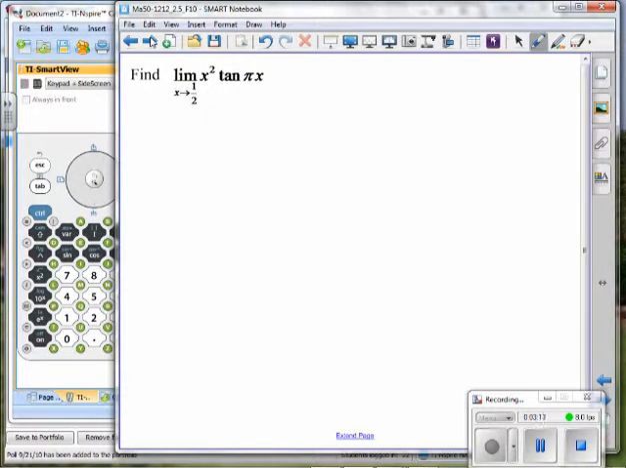The limit as x approaches 1/2 of x squared tangent pi x. Now, you need to understand what the function is, so be real clear on that. If you don't understand what the function is, then you're not going to evaluate it correctly. If there were a plus in here, let me go back and erase these. What if, this is not what the problem says, but what if there was a plus in here? Would it still be the same function for the limit?